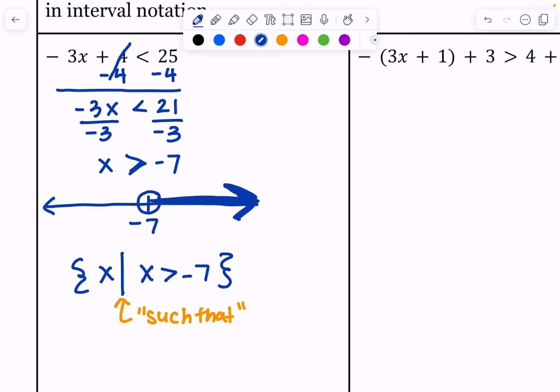And in interval notation, this would be any number greater than negative 7. So here we're going to have negative 7 comma infinity. And we are going to put curved brackets around these because we cannot ever equal negative 7 because of the greater than symbol, and we can never put a physical dot on infinity either.